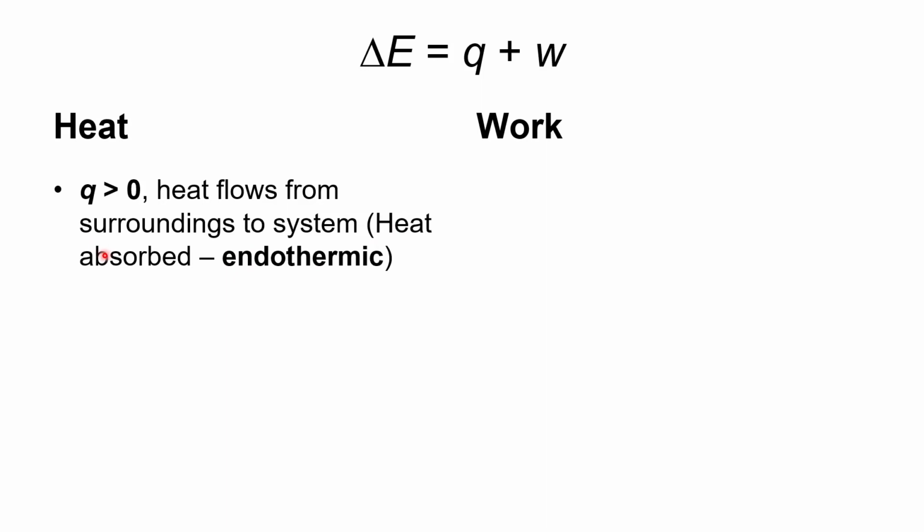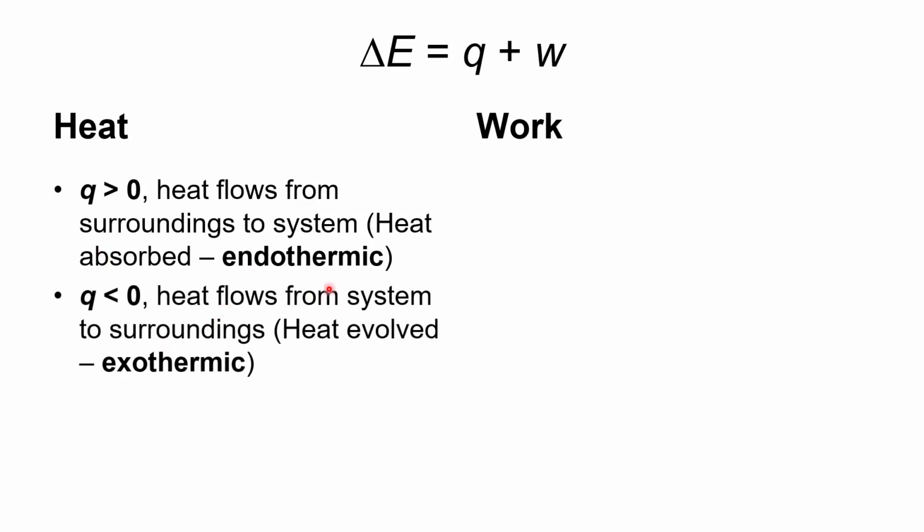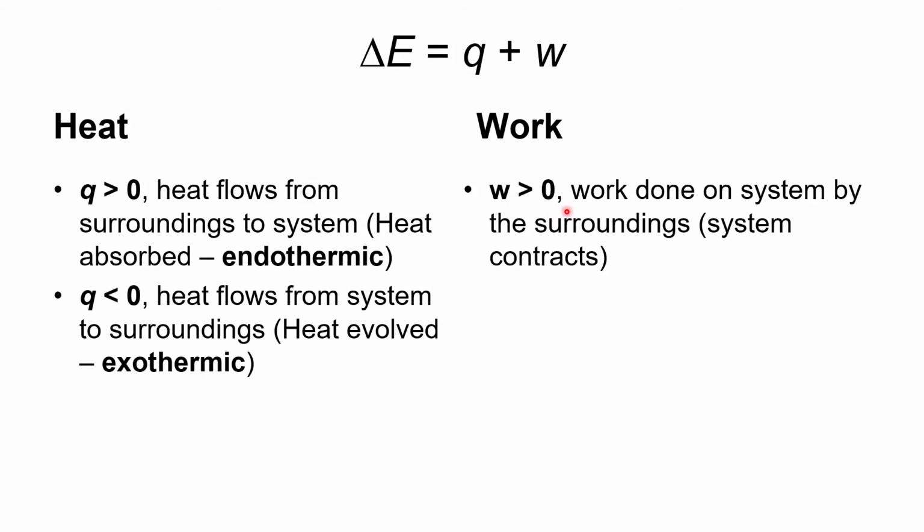When Q is negative, heat flows from our system into our surroundings. And here we say heat is evolved, and we call that exothermic. And so you need to memorize what these signs mean. So heat flows in, endothermic, Q is positive. Heat flows out, exothermic, Q is negative.